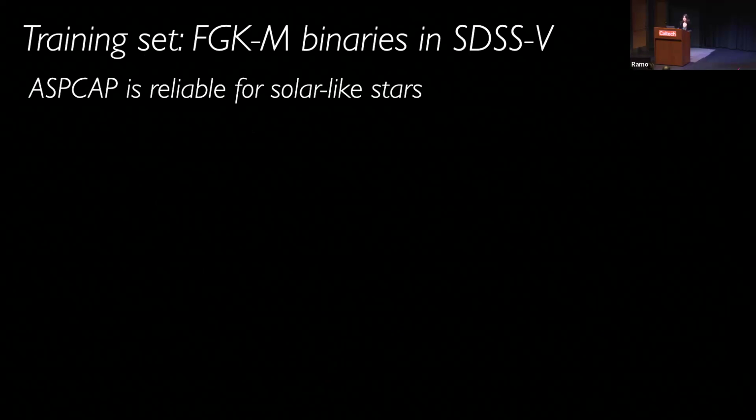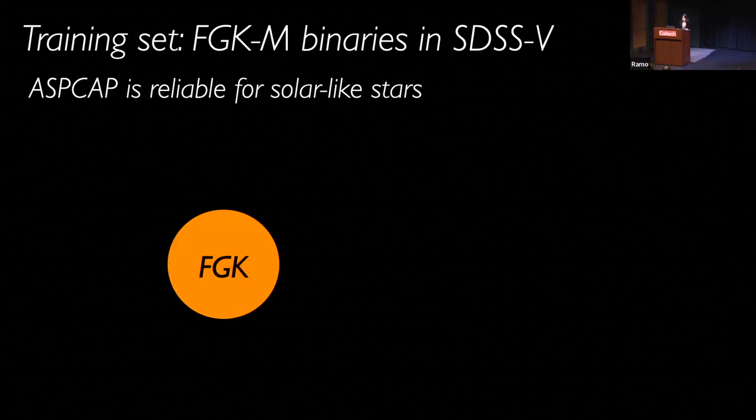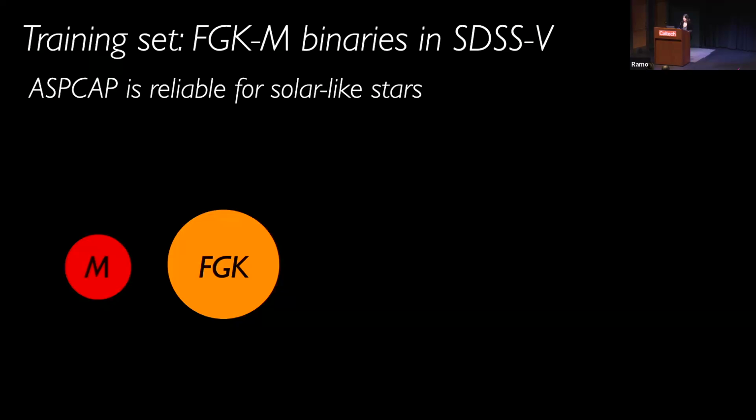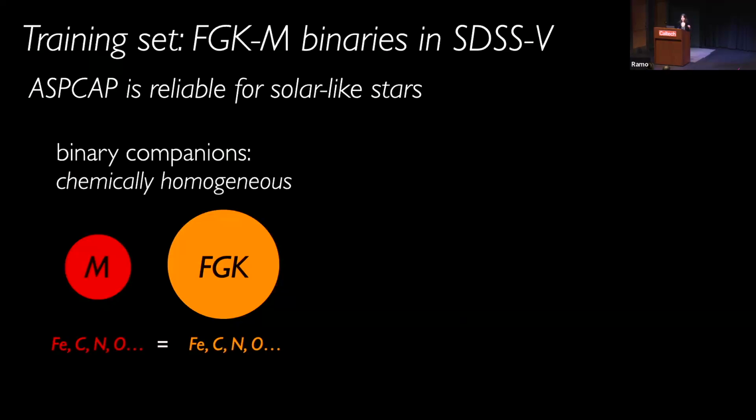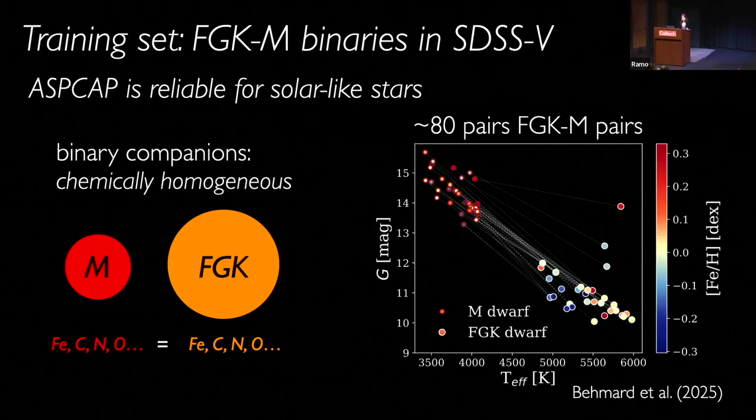But we could still use it to construct a training set of M dwarfs for our purposes. Because ASPCAP is reliable for solar-like stars, what we did is we looked for binary systems in Milky Way Mapper, where one of the stars is an FGK dwarf or solar-like star, and the other star is an M dwarf. Because these binary companions are gravitationally bound, we can assume that they formed in the same parent molecular cloud and thus formed from the same material. And so they should be roughly chemically homogeneous. So we tagged the M dwarfs with the ASPCAP chemical abundances of the solar-like companion, and that formed the basis of our training set. We found about 80 pairs like this in Milky Way Mapper of FGK and M dwarfs, and that's basically what we trained the Cannon on.